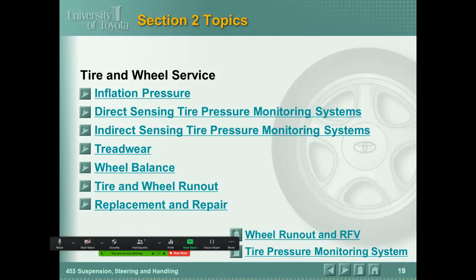So we're going to talk about the importance of proper inflation pressure, how to inspect both the inflation pressure and the tread depth, the two types of pressure monitoring systems, and the two types of tire pressure sensors. And then we'll also take a look at the 8 most common uneven or irregular tread wear patterns, and we'll take a look at what causes those irregular patterns.